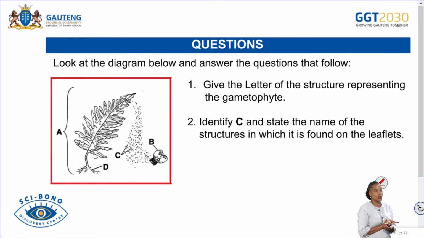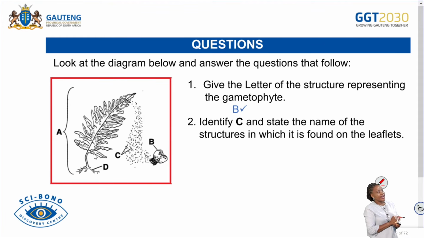Now let's quickly look into the questions which are based on the fern plant. Look at the diagram below and answer the questions that follow. This is the diagram, and it has A, B, C, and D. The first question says, give the letter of the structure representing the gametophyte. Which part is representing the gametophyte? Remember, the gametophyte generation is the one which has the male and female gametes, and it has a heart-shaped structure. So the letter will be B.